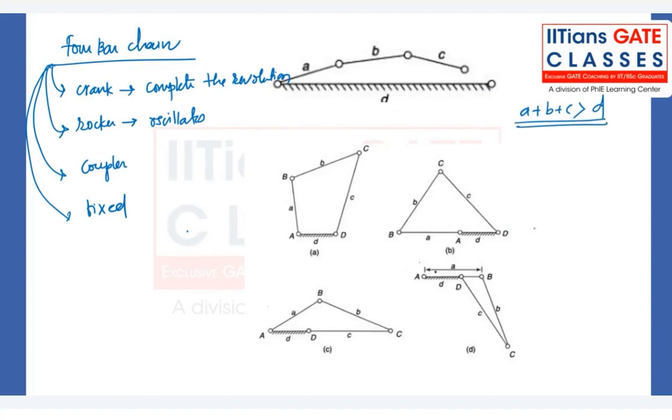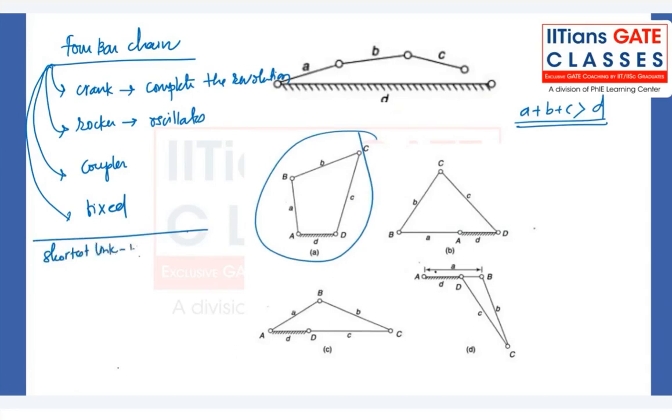And depending now on the length of other links, suppose for example, let's take this example here. I'll say the shortest link is D here. So there is one more classification, or one more criterion we should know, which is the length of the shortest link. For example, here D is the shortest link, and let's say C is the longest link.